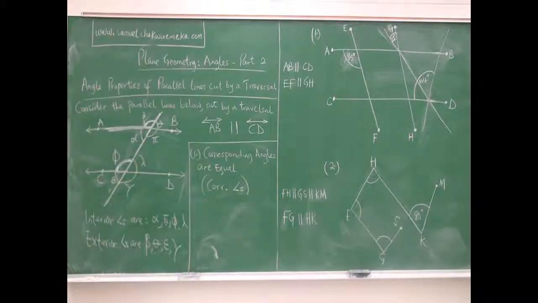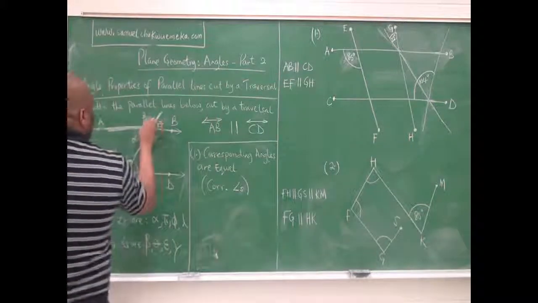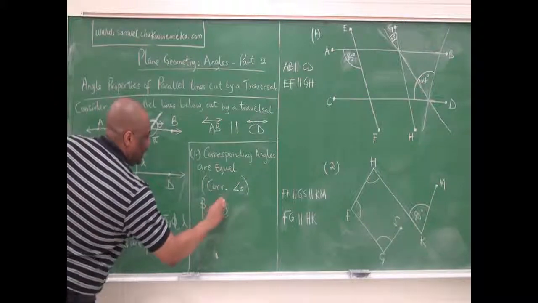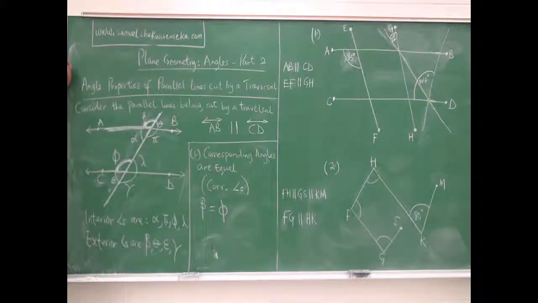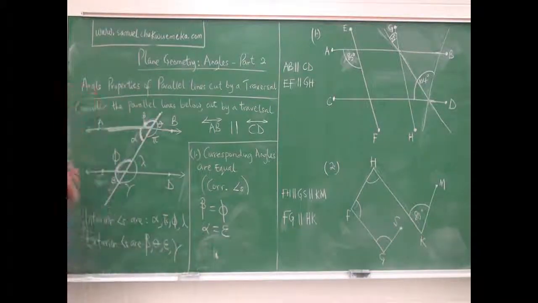Let's identify the corresponding angles here. So what is it going to be? You see that beta is facing the same way as phi. So beta is equal to phi. Okay, then you see another interior angle alpha and an exterior angle epsilon. You see they are facing the same way, alpha and epsilon. You see what I'm talking about? They're facing the same way, and they are on the same side of the traversal. So alpha is equal to epsilon.